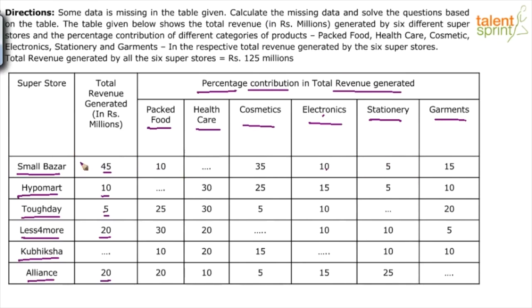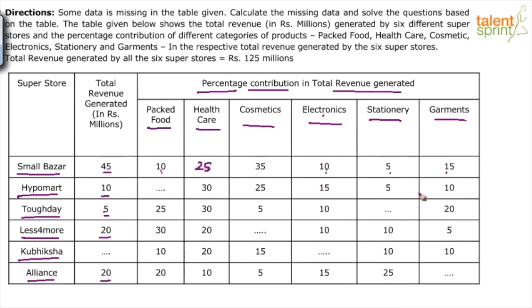Now look at Small Bazaar. Packed food is 10%. Cosmetics is 35%. Electronics is 10%. Stationery is 5%. Garments is 15%. Add these values. 10 plus 35, 45. 45 plus 10, 55. 55 plus 5, 60. 60 plus 15, 75. So if 75% comes from these different categories, remaining 25% has to come from healthcare. So basically total should add to 100.